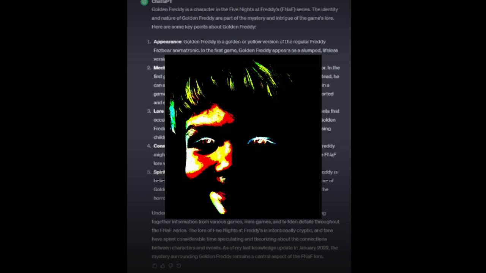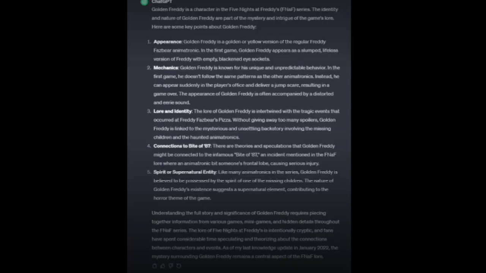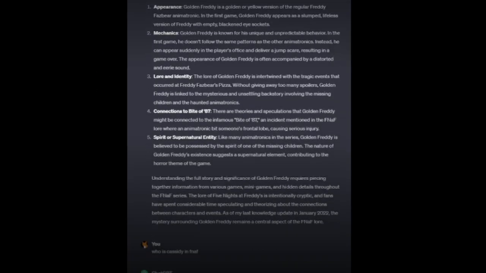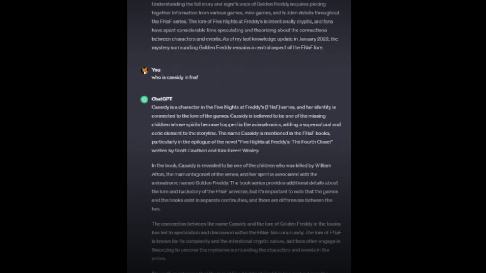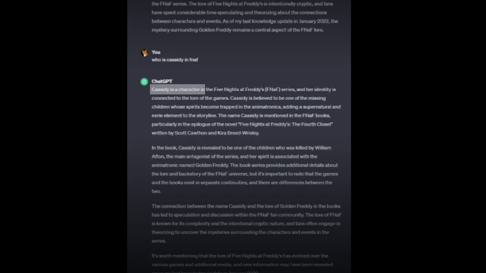Who is Cassidy in FNAF? Cassidy is a character in the FNAF series, and her identity is connected to the lore of the game. Cassidy is believed to be one of the missing children whose spirits became trapped in the animatronics, adding a supernatural and eerie element to the storyline. The name Cassidy is mentioned in the FNAF books.